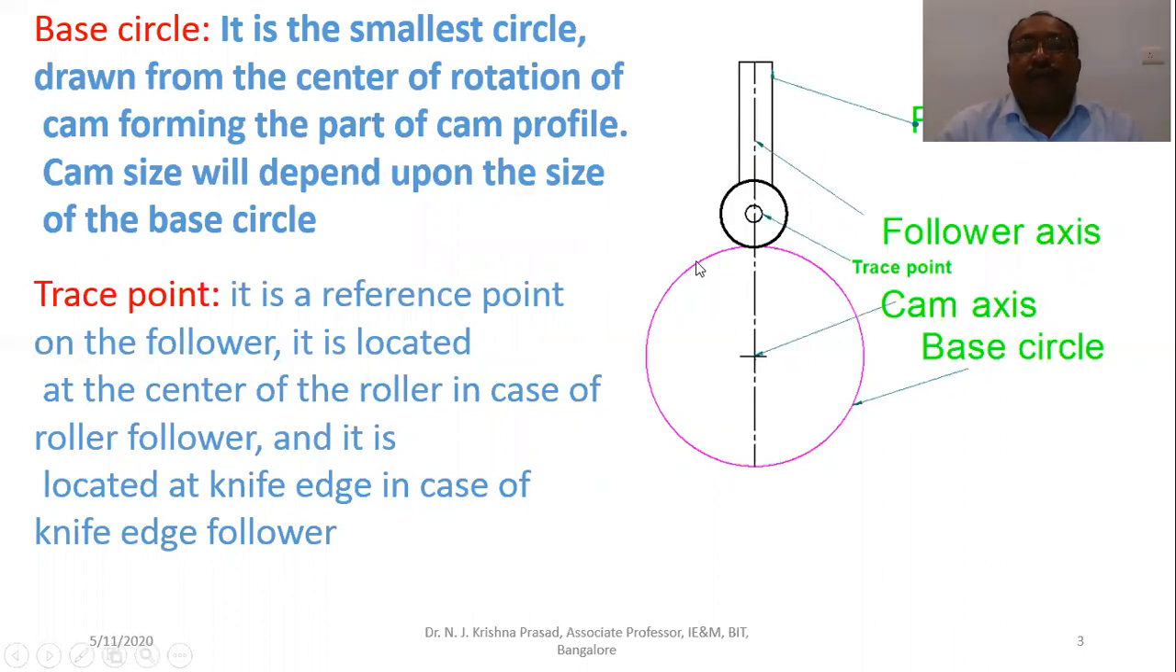First, you draw the base circle. It is a smaller circle which is drawn from the center of rotation of the cam. And after this, you draw the roller. On the axis of the follower, you take some point and draw a roller and then the follower. Here, this is the axis of the follower, perpendicular to the cam axis.